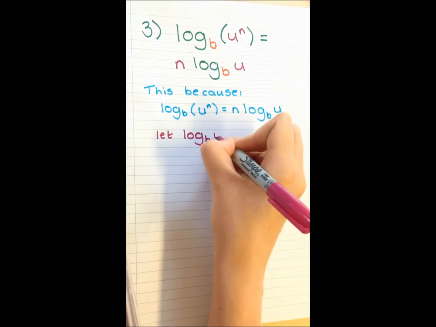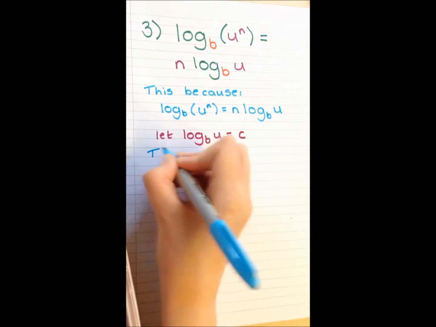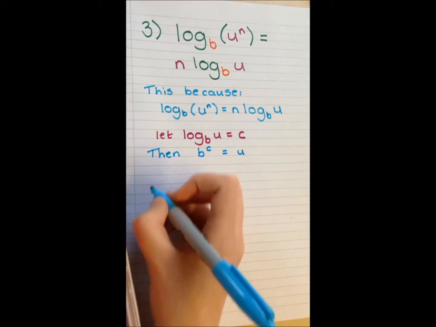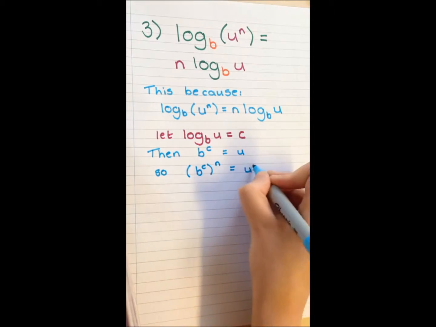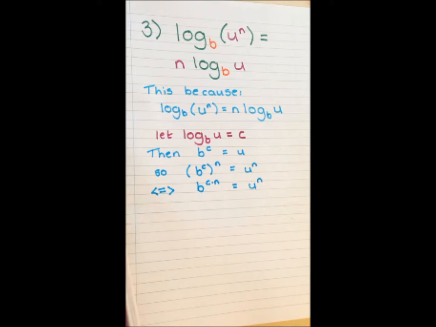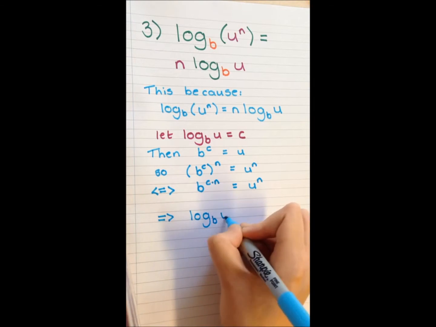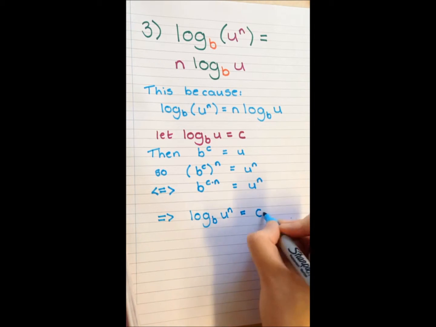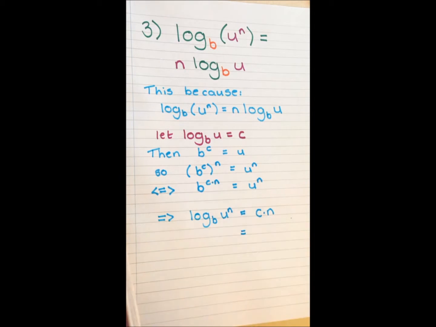If you let log u base b be equal to something, say c, this implies that b to the c equals u by the definition of a logarithm. Raising both sides of this equation to the power of n, we get b to the power of c times n equals u to the n. So by the definition of logarithms again, log of u to the n base b is equal to c times n. But this is equivalent to n times log u base b, because c is equal to log u base b.